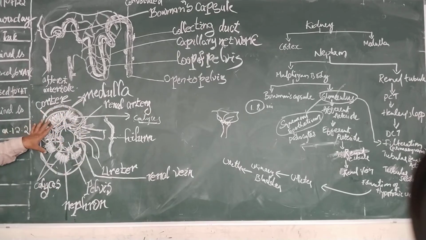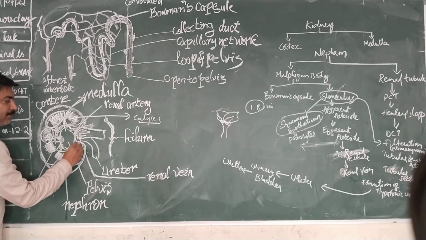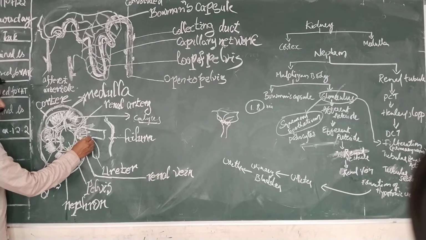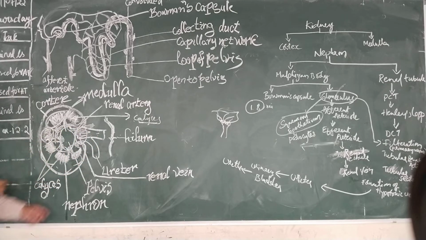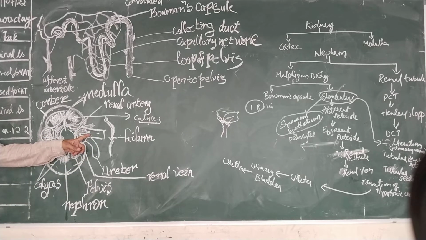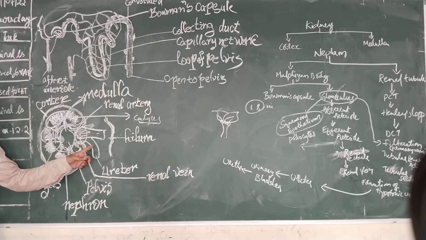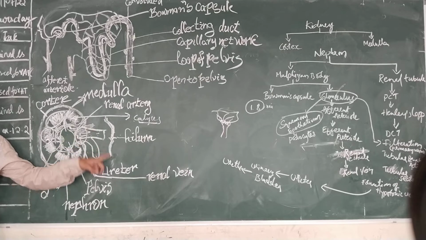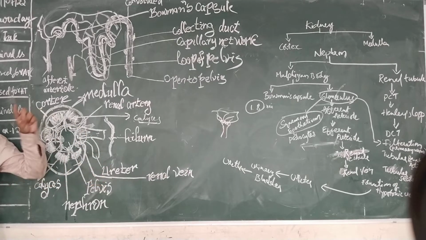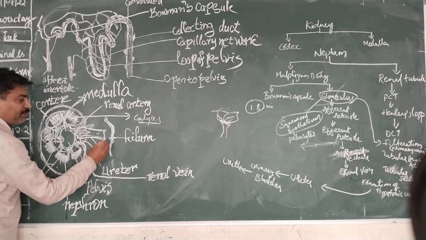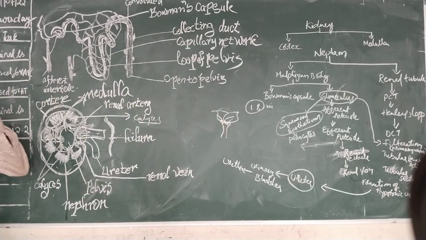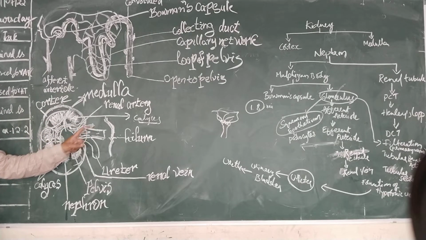So these are the external features. The outer portion of the kidney is known as the hilus, which comprises an arteriole, the renal artery, which allows the blood to flow in, and a vein, the renal vein, which allows the blood to come out. Apart from this, the third part which comes out as a projection is known as the ureter. So there are three portions coming out and going in: renal artery, renal vein and ureter.